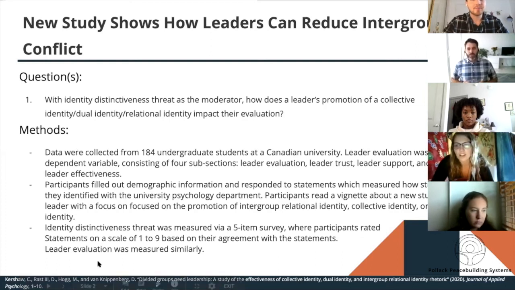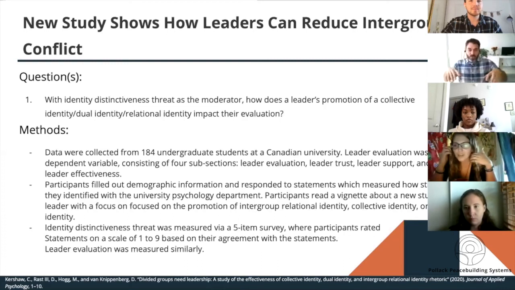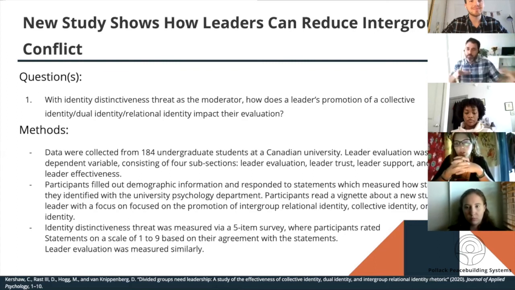Does that make sense? Okay. A little bit. Yeah, now I get it. The collective identity is really encompassing everyone. The dual identity is saying we're both this group and that group, and then the relational identity is we're this group, they're that group, but we interact and depend on each other. Yeah, okay, now that makes sense.